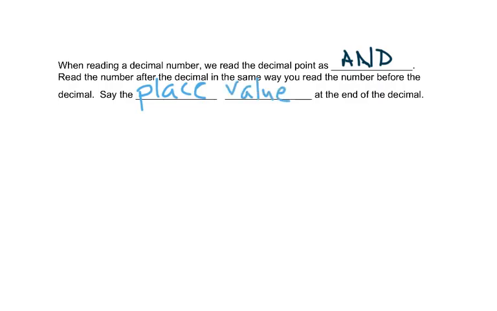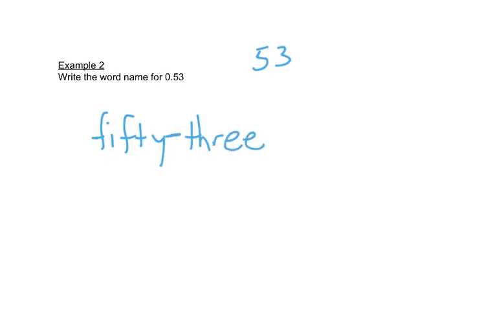So let's look at an example. If this number was just this, no decimal point, we would read it as 53. So that's how we start, by reading this number as well. We just read 53. Then we look at the place value. The place value of the 3 is in the hundredths. So we say that place value at the end, and we would read this as 53 hundredths.